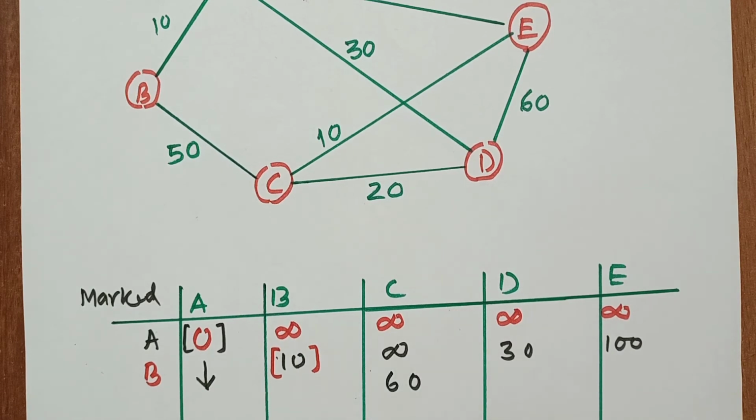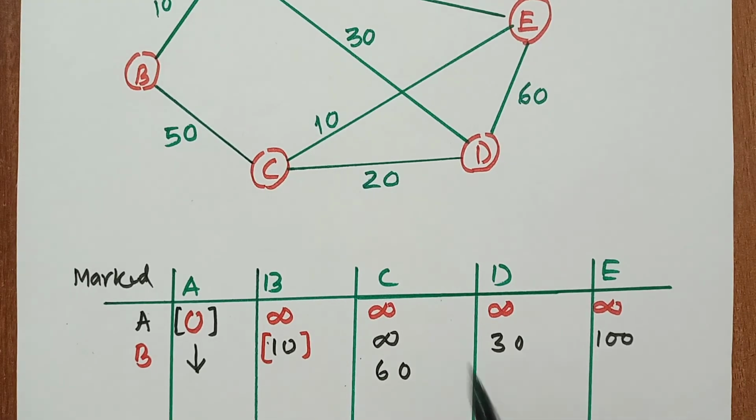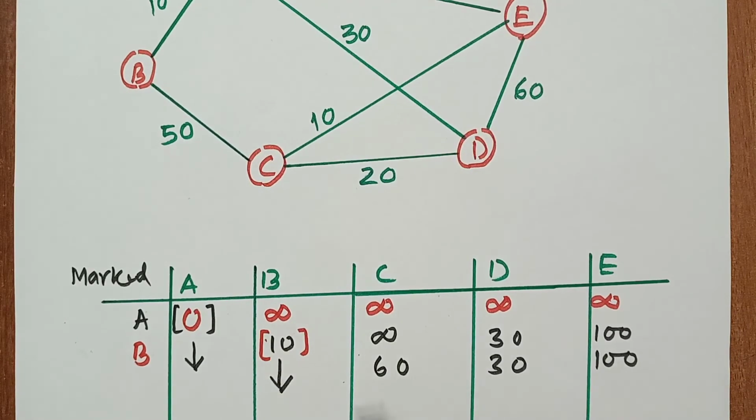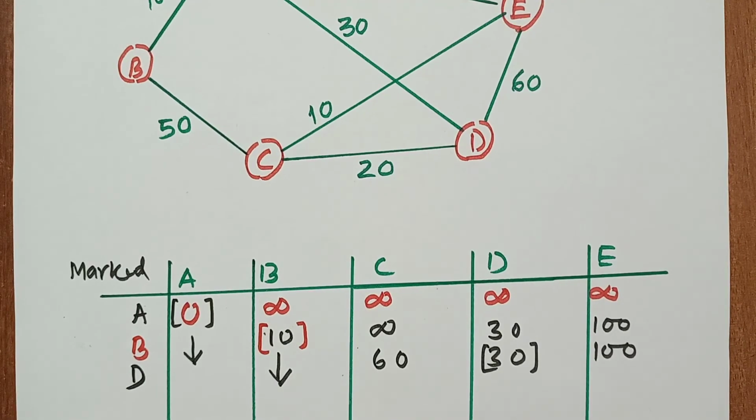No other vertex is directly connected to B, so we will write the values as they are, 30 and 100. Since B has been marked, we will not touch it now. Now we carefully see what the minimum value is. The minimum value is 30, so we mark 30 and write this vertex here.